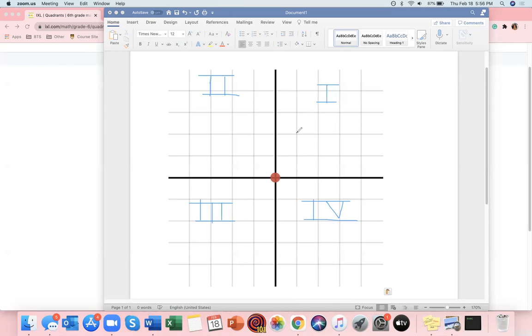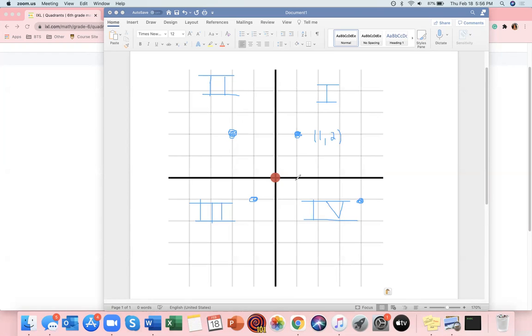And when you have dots in each of these, we'll just go over them. Let's put a dot here, and a dot here. The way you would write this would be, in the first quadrant, everything is positive. So this would be 1, 2, because you do the x-axis first and then the y-axis. So 1, 2.